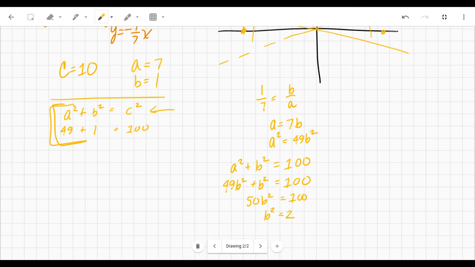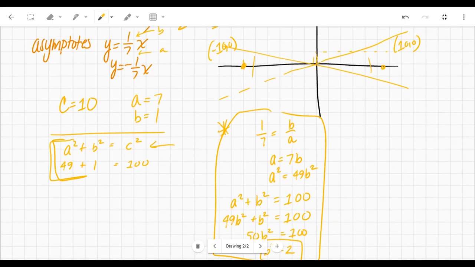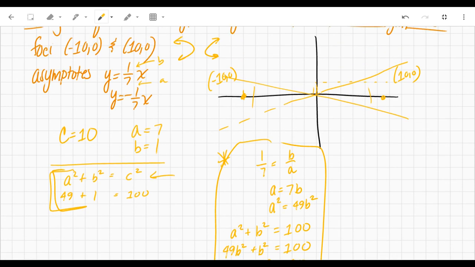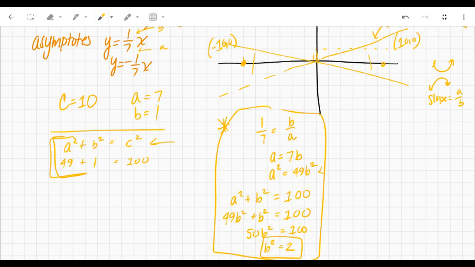Okay. So that's kind of an important trick here. Again, if it were going the other way, then the slope would be A over B. This slope is B over A when it goes like this. When it goes like this, the slope is A over B. So let's just remember that. So if B squared is 2, then A squared is 49 times B squared, which would be 49 times 2, which is 98. Okay, so that definitely makes things a little trickier.